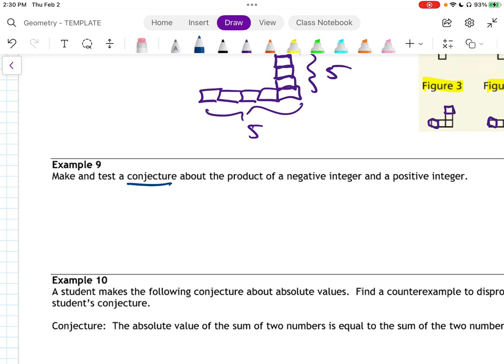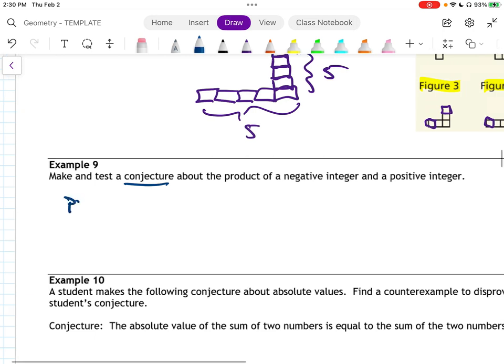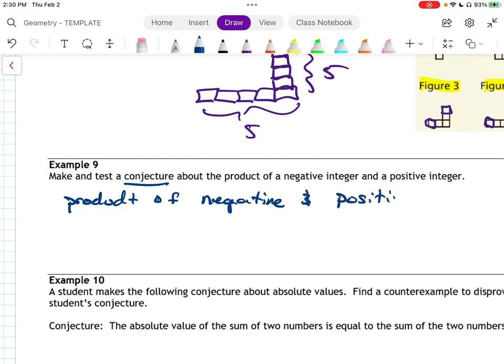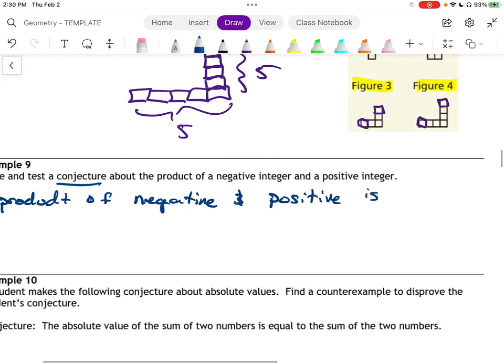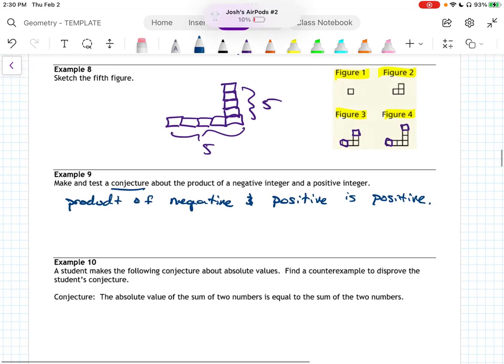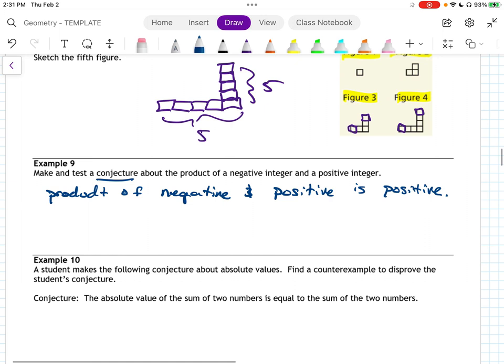Okay, so I'm going to say the product of a negative and a positive is positive. You probably read that and you say, well, that's going to be false. Well, that's okay. It didn't say to make a true conjecture. It just said to test it. There's my conjecture. The product of a negative and a positive is a positive.